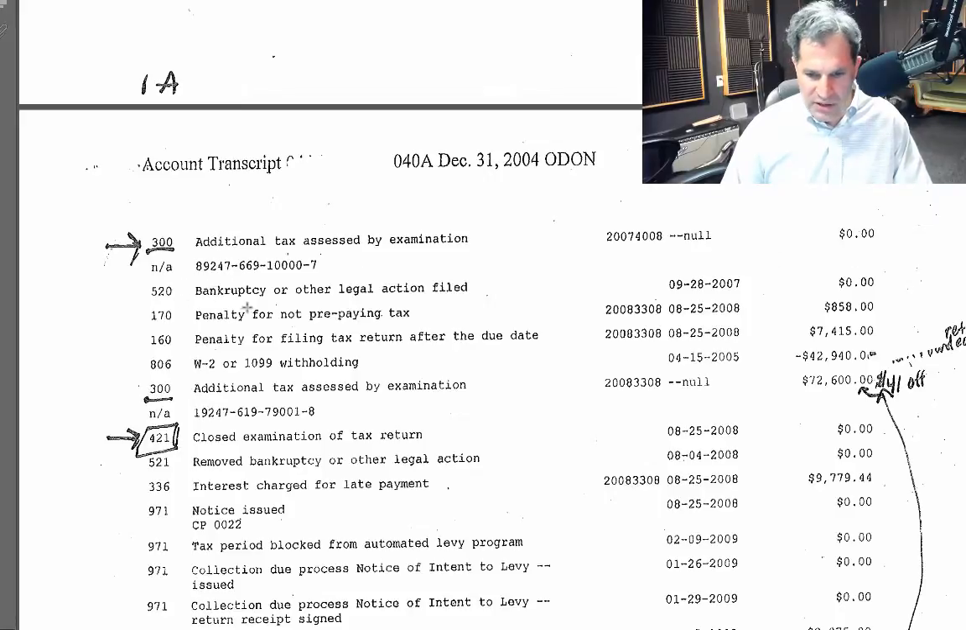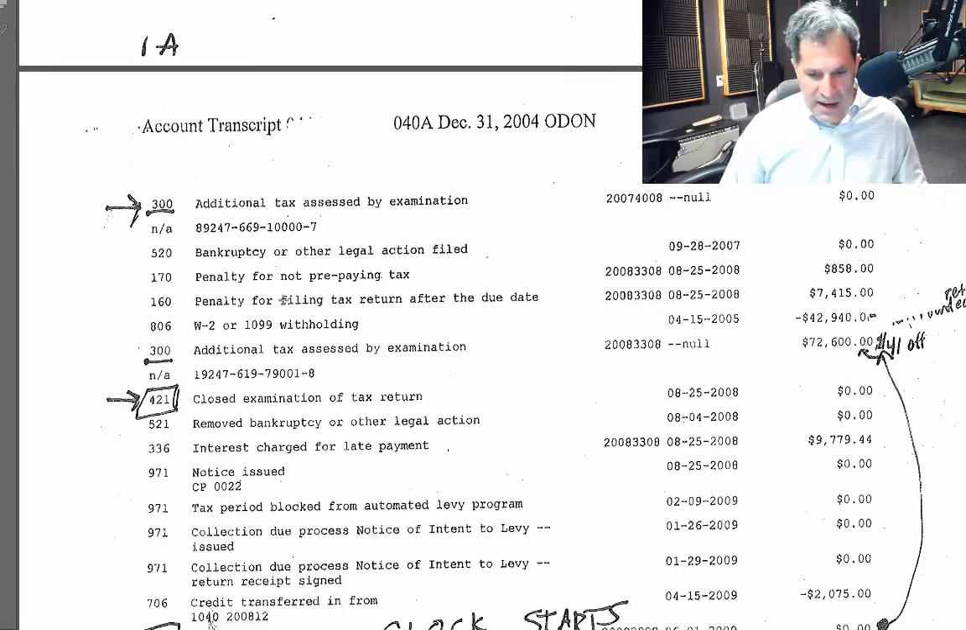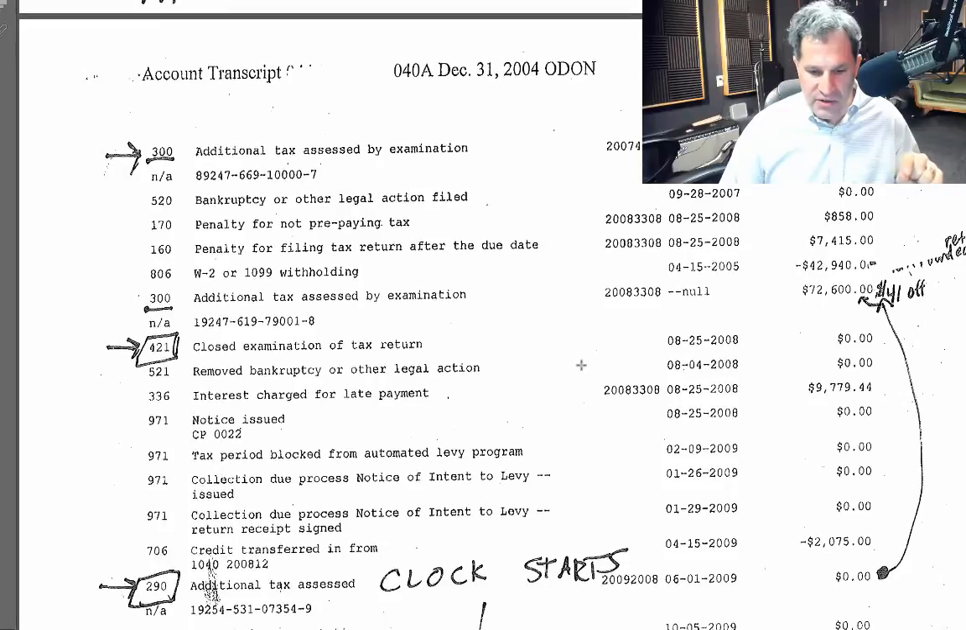Then we have bankruptcy or legal action filed. Well, that's a lie. This client never filed bankruptcy. It's other legal action, which was some appeal the client did before they hired us. And now we get to this. Closed examination of tax return, okay? There's our date, 8/25. Okay, $0. So that's not really helping me out. I need to know the date the tax was assessed because that's when our clock begins to run.